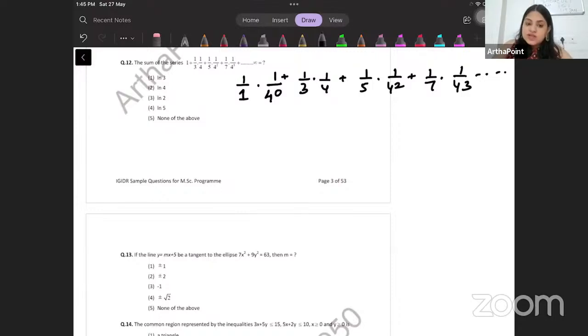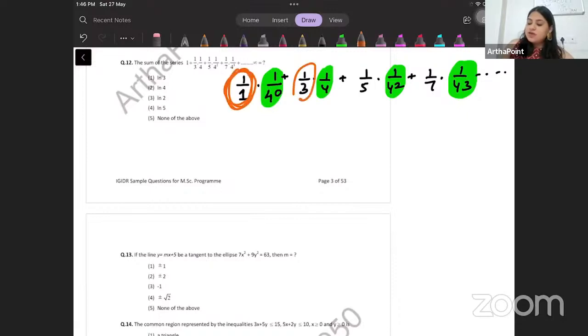So beta, you have to see that this is a typical AP-GP series combined together. Are you getting it? Right? Note that here this is simply saying 1 upon 4 to the power 0, 4 to the power 1, 4 to the power 2, 4 to the power 3. This is the GP part of this series, right? And if you look at it better, this is the AP part of this series: 1 by 1, 1 by 3, 1 by 5, 1 by 7, and so on.